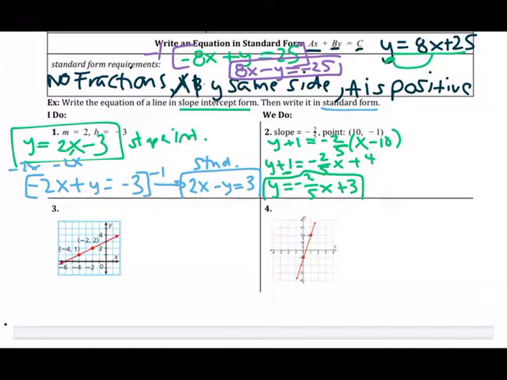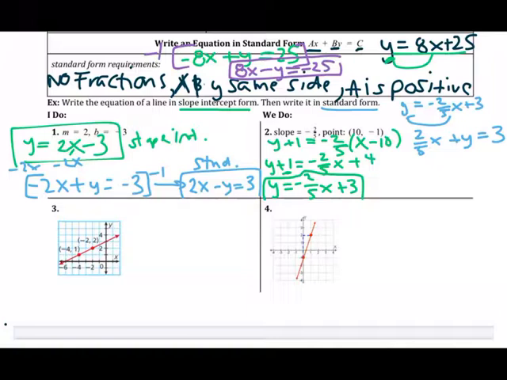So for standard form, we're going to start there. y equals negative 2 over 5x plus 3. We're going to move negative 2 over 5x to the other side. So 2 over 5x plus y equals 3. So I have my x term first, then I have y. All of my other numbers are on the other side. My x term is positive.